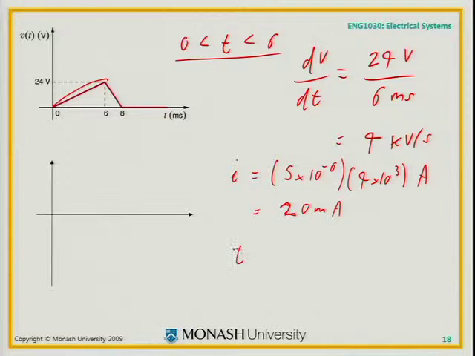For t between 6 and 8 (6 milliseconds and 8 milliseconds), I've again dropped 24, but now I do it in 2 milliseconds. So very quickly, what's the current going to be?